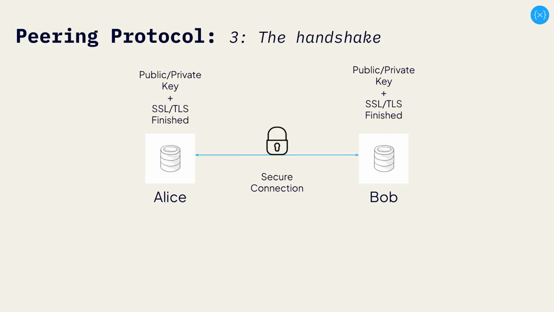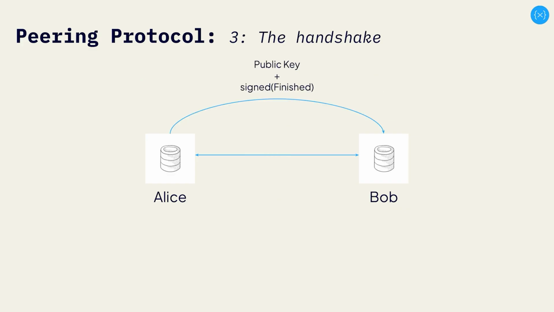The XRP Ledger uses a proprietary handshake to do two things. First, verify the identity of the other server that Alice peered to, in our example Bob. And second, ensure that there is no other malicious third party between Alice and Bob. The way this is done is by relying on internal SSL/TLS protocol attributes that are called finished messages.